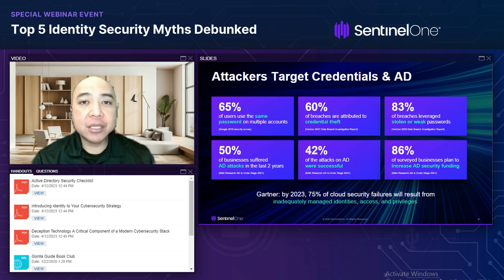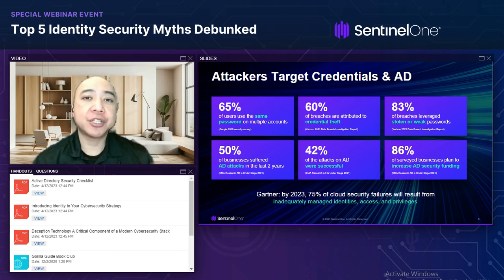In fact, in this statistics slide, you'll see that there is a study by EMA, and that shows that half of the businesses have experienced an attack targeting their Active Directory in the last 2 years, and quite a few of them have succeeded. And in fact, the need is so great that a vast majority of businesses plan to increase spending for their Active Directory security. And as we all know, Active Directory is one of the most used identity management systems in the world.